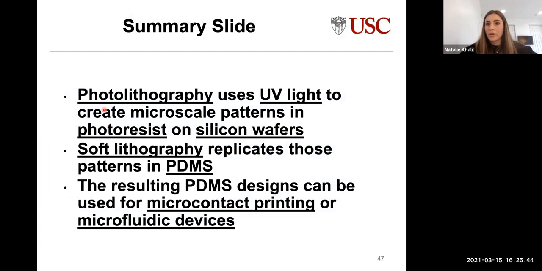Okay, so this is a summary of what we've gone over so far. We talked about photolithography and its process and how essentially this is just using UV light to create microscale patterns in our photoresist on silicon wafers. Then we talked about how soft lithography is a technique to replicate those features in PDMS. And then we talked about how those resulting PDMS designs with small features can be used either for microcontact printing to control cell shape or tissue structure, or for microfluidic devices to do really high throughput screenings of cells.